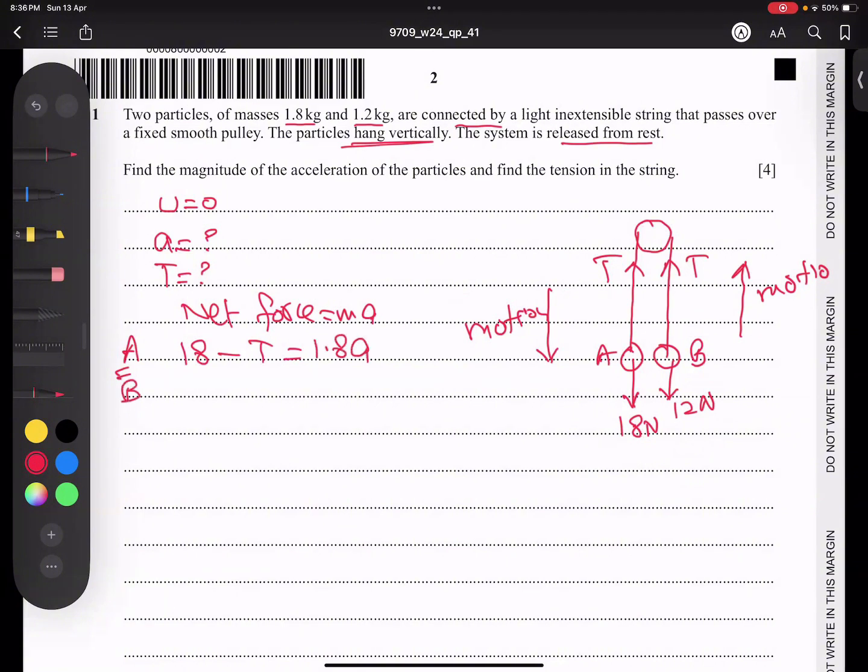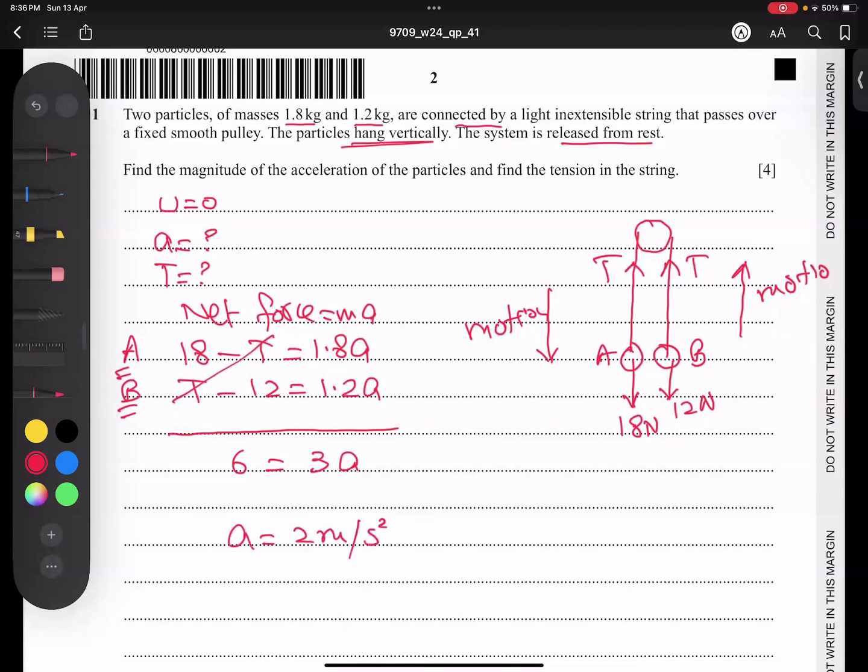Now let's apply the same formula for B, but make sure B is going upward. As this arrow shows, the tension is more and the 12 is lesser. So I write T minus 12 is equal to 1.2A. I believe the point is very clear. The tension cancels, and I get 6 newtons. If you add these, I get 3A. The 3 will go down, and I get acceleration 2 meters per second squared.